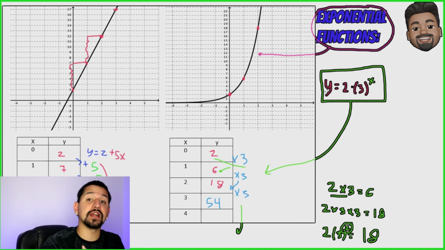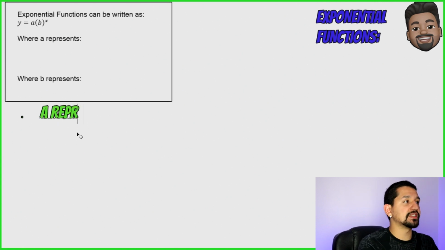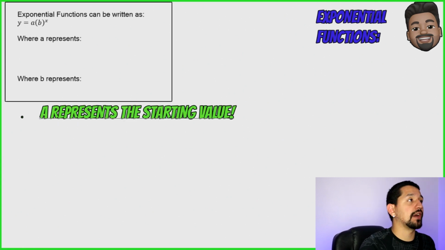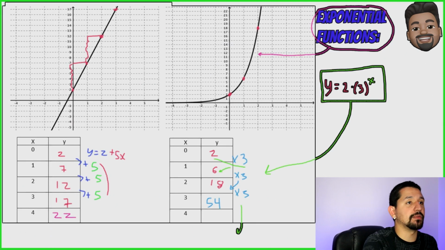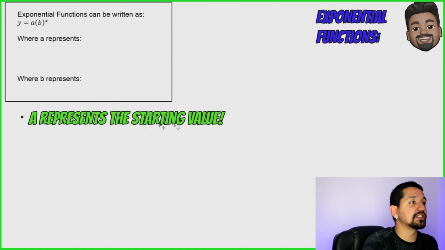So let's go ahead and define a few things together. So let's take a look at what this is right here. Exponential functions can be rewritten as y equals a b to the x. Notice how it was very similar. Well, what does the a represent? The a represents the starting value. So if you think about it, this number in front is always your starting value. That is very similar to over here, how this 2 was the starting value in this function. So if I was to write this general form here, a represents the starting value.